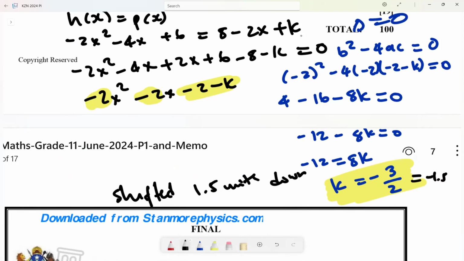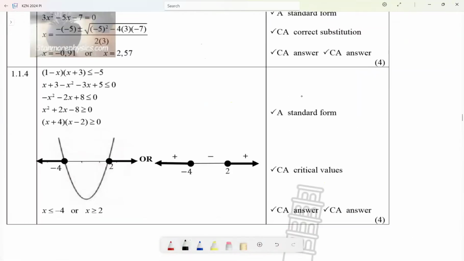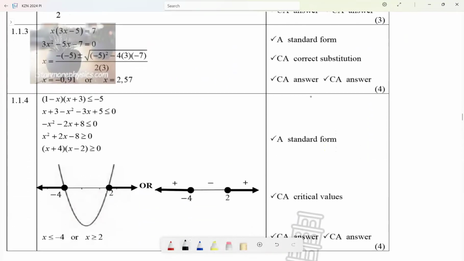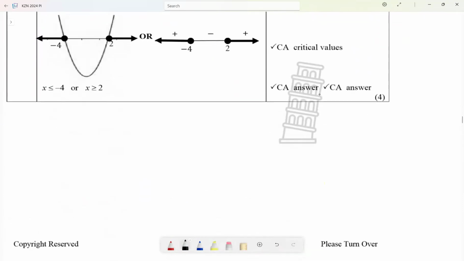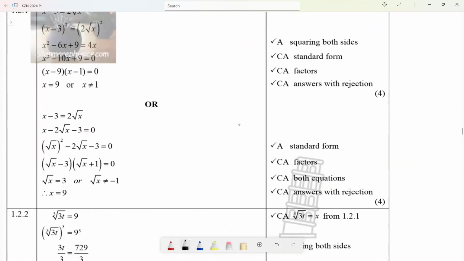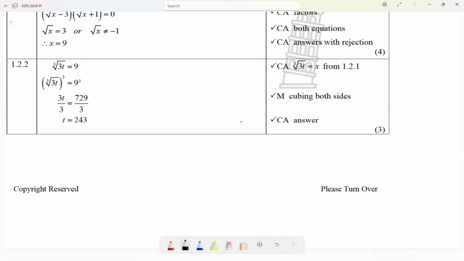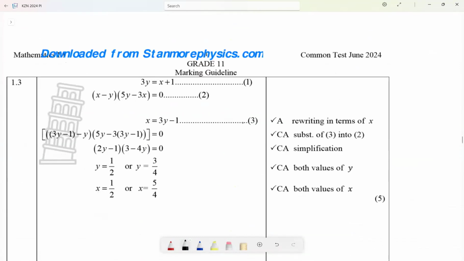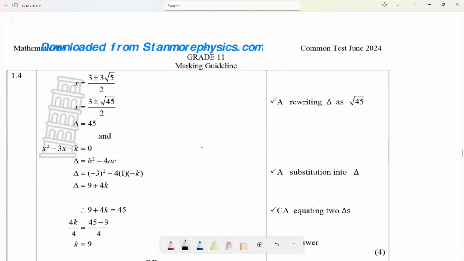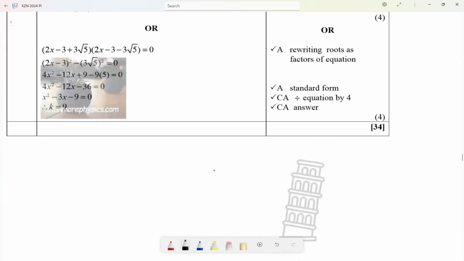So yes, that's all for the question paper, grade 11. We had a memo here. I don't know if you'll need it, but it is just to confirm your answers. Then we had another one. You can pause and compare with the answers that we got. Maybe if they used another method, you can pause and see.